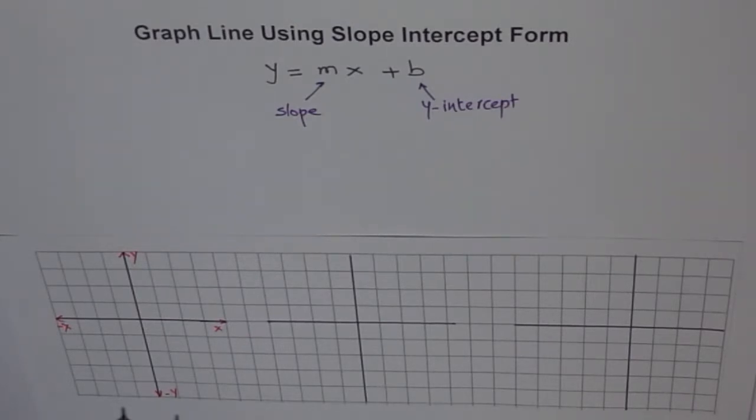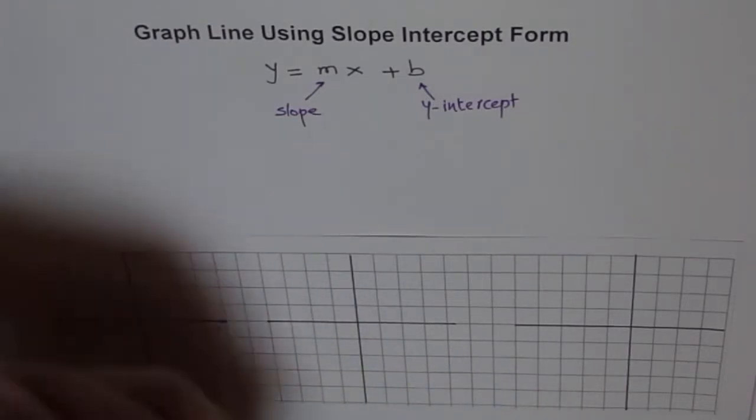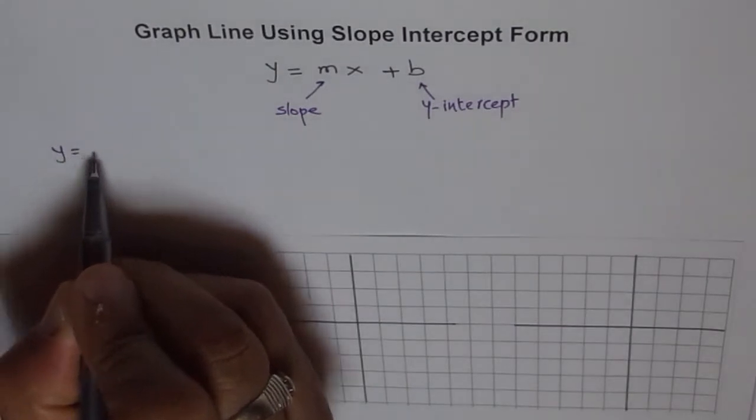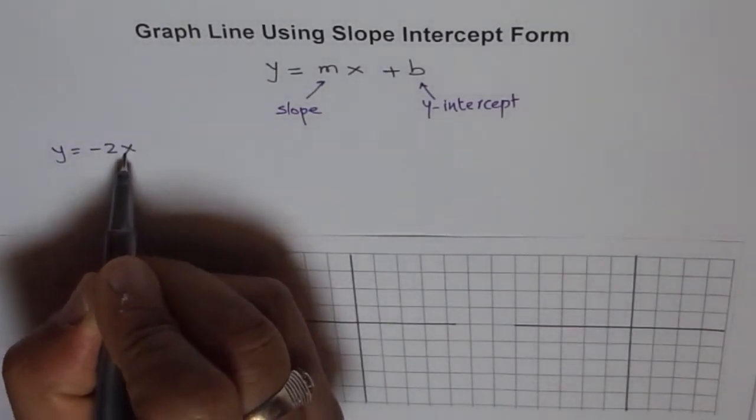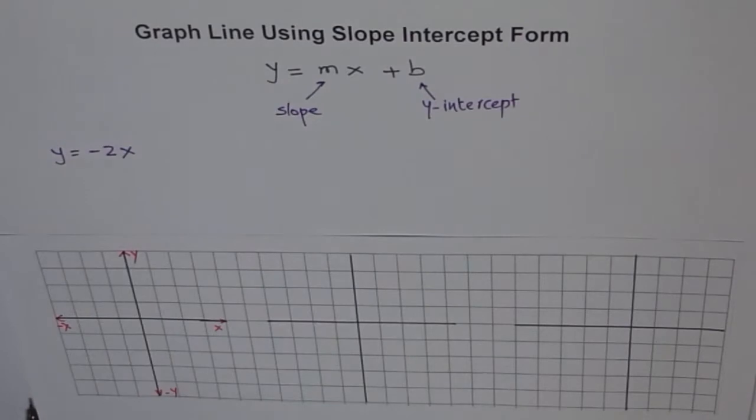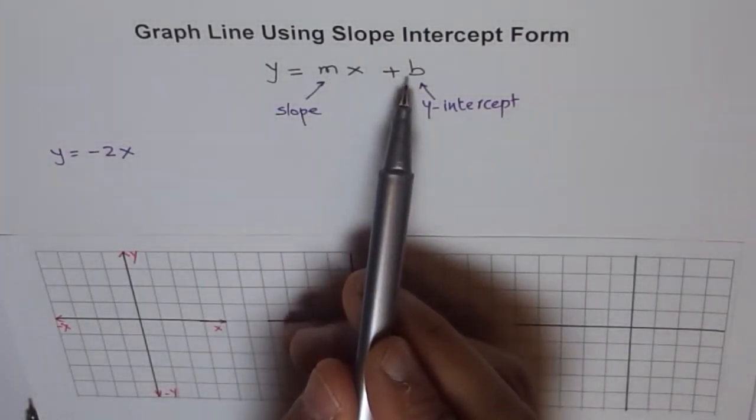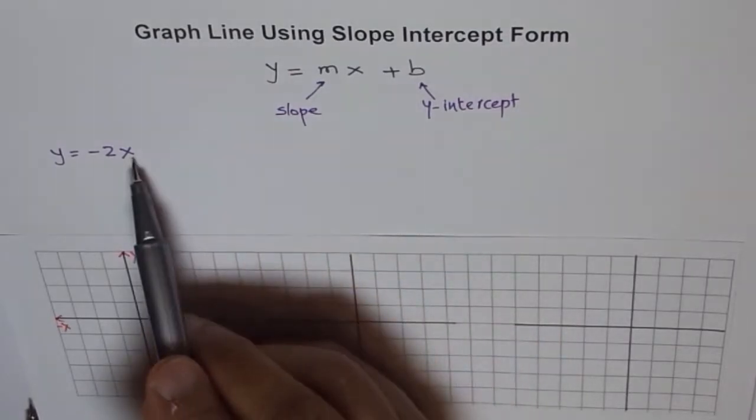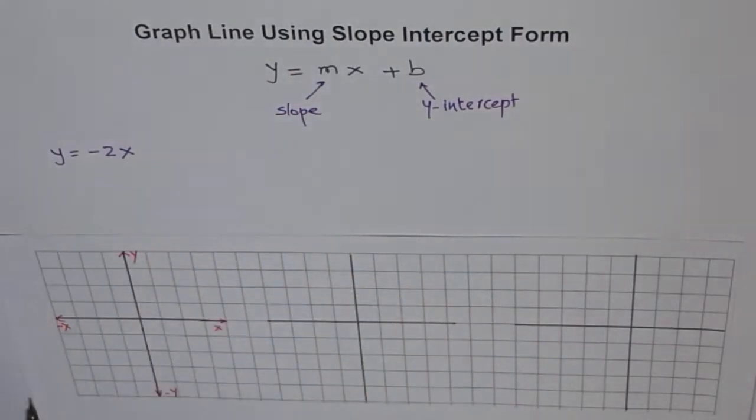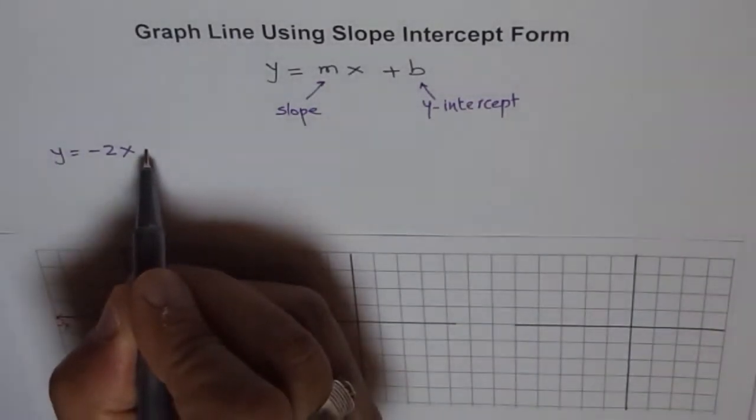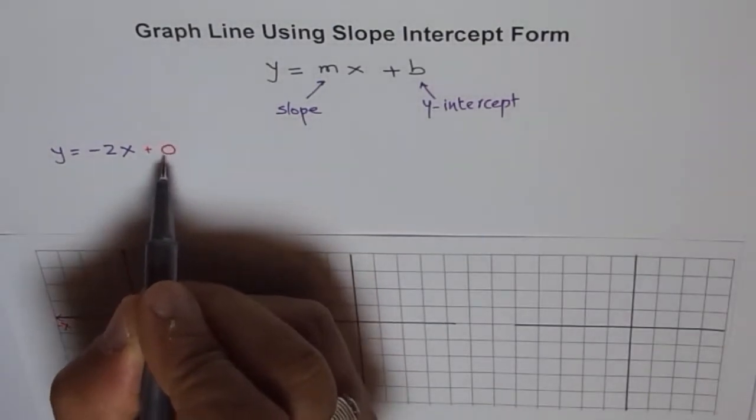Now the slope-intercept form of a line is very helpful to graph a line. We'll take a couple of examples to explain the process of doing so, okay? Let me take one basic equation, let's say y equals minus 2x. Is it in the form of y equals mx plus b? What is the y-intercept here? Well, the y-intercept is 0, right? Because it is plus 0. Do you see that? So the y-intercept is 0.